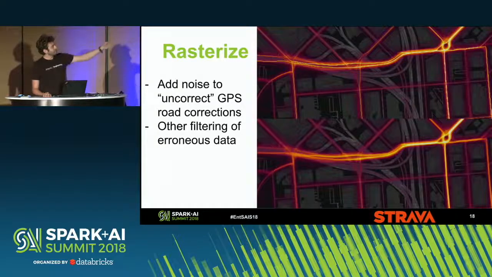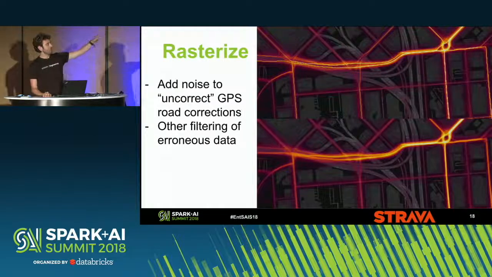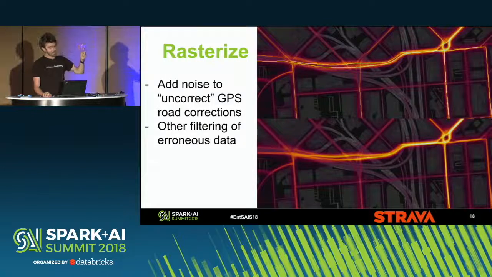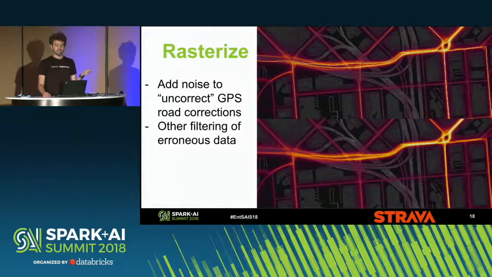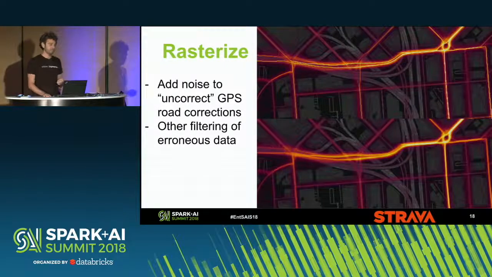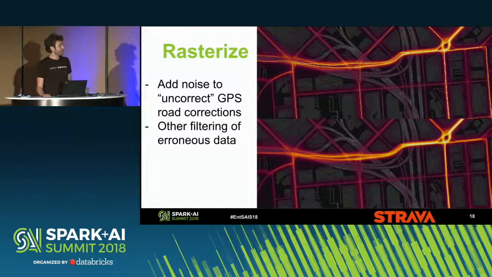So you can see in the top, you get these nasty little one-line pixel areas. And so we just add some noise to every single activity that is in the same distribution. You just see a normal GPS noise, and that then causes smooth data, like you can see in the bottom.